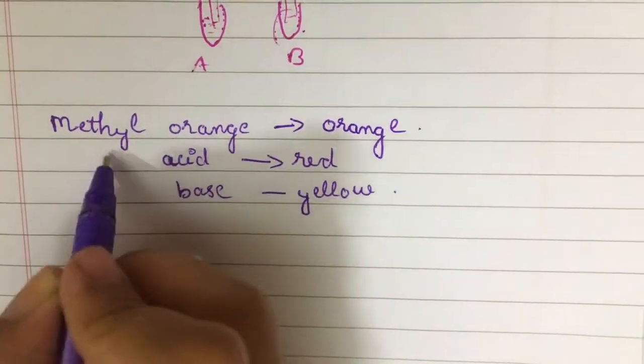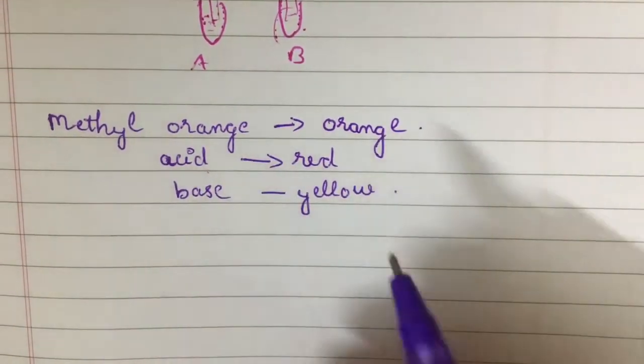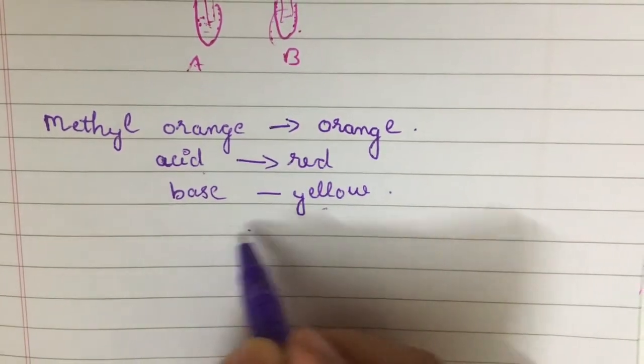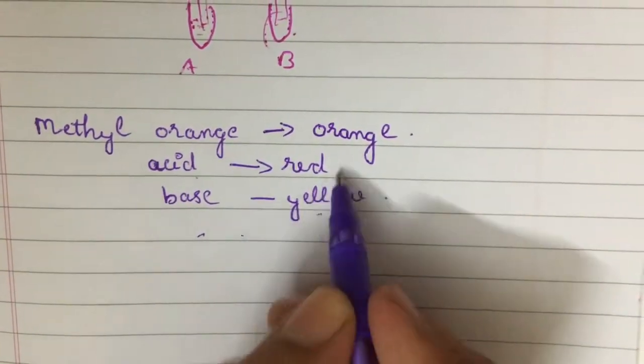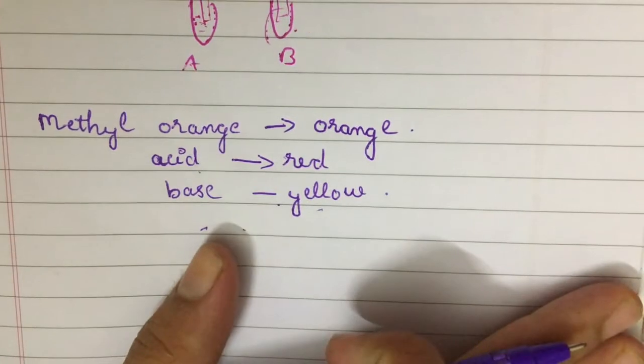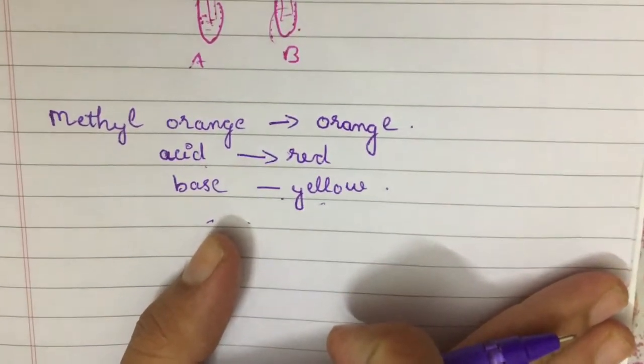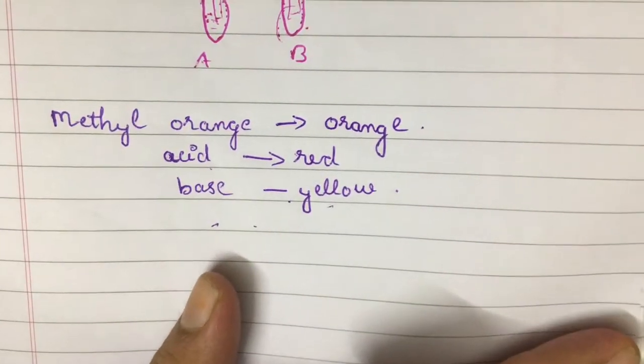So methyl orange shows red color in the acidic solution and yellow color in the basic solution. This is all about the methyl orange. And now let us move on to the most commonly used indicator, that is the universal indicator, which is given in the textbook.